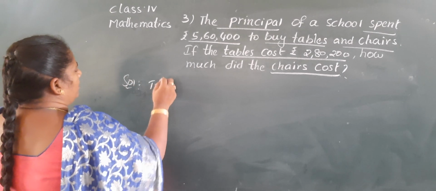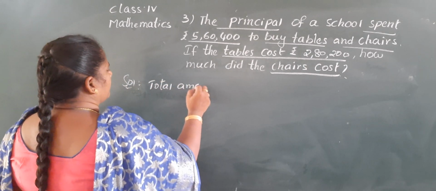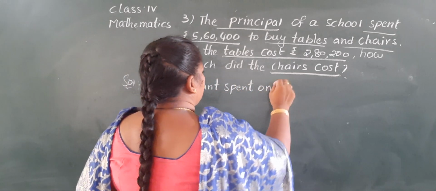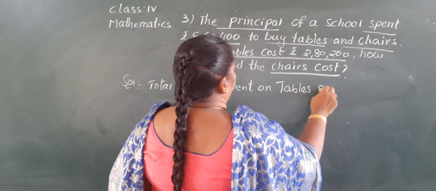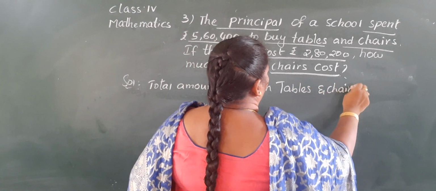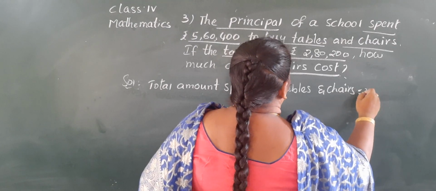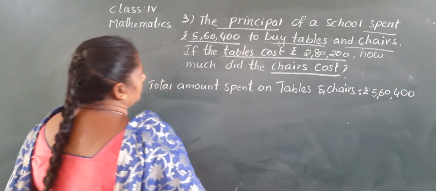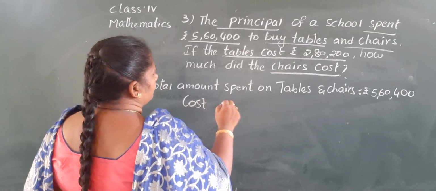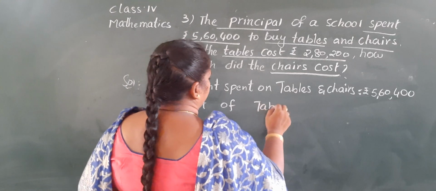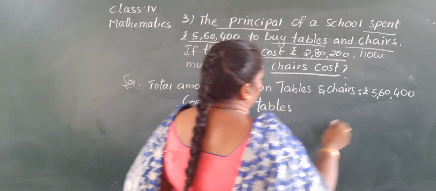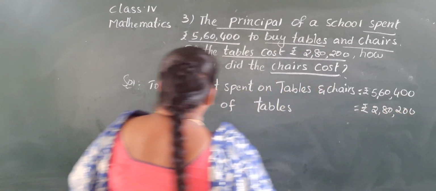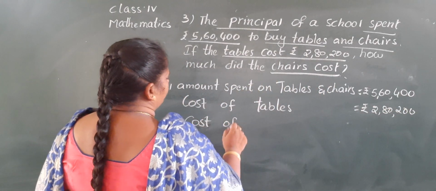So total amount spent on tables and chairs equal to 5,60,400. Now cost of tables equal to 2,80,200. Now we have to find cost of chairs.